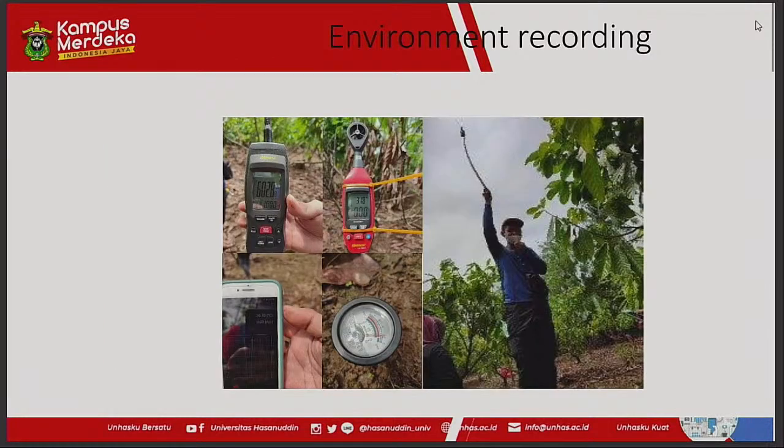And also, we need to monitor environmental recording. So we need to measure sunlight, we need humidity, we need to see about soil pH, and also the temperature. Wind speed is also a part of our monitoring. Next, please.